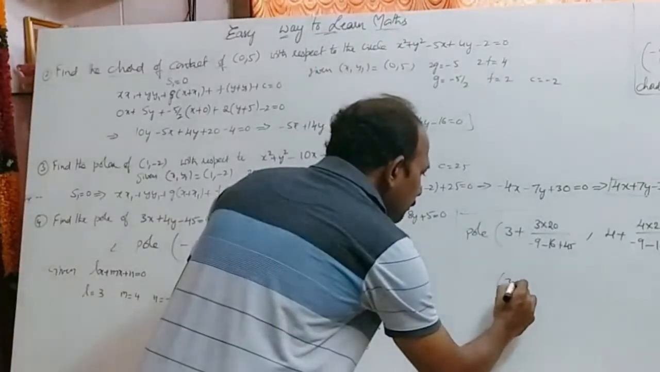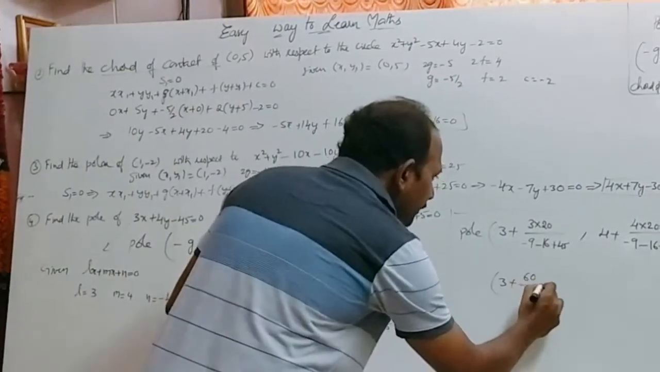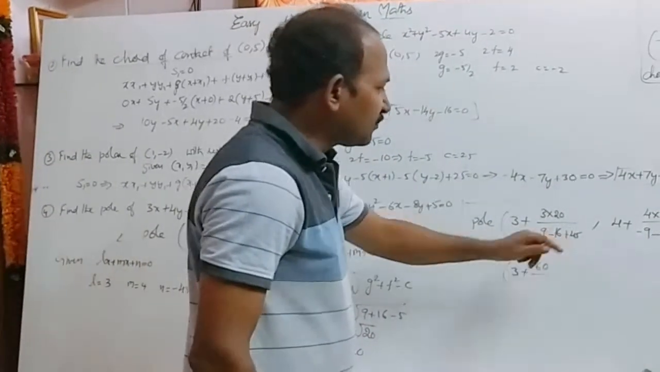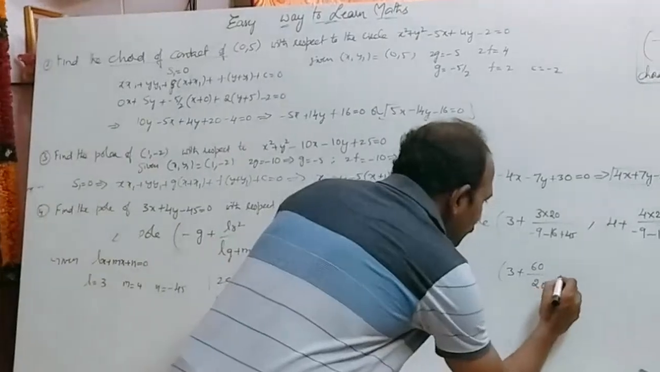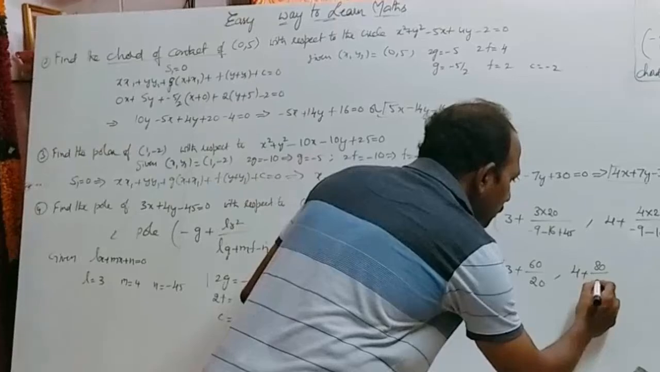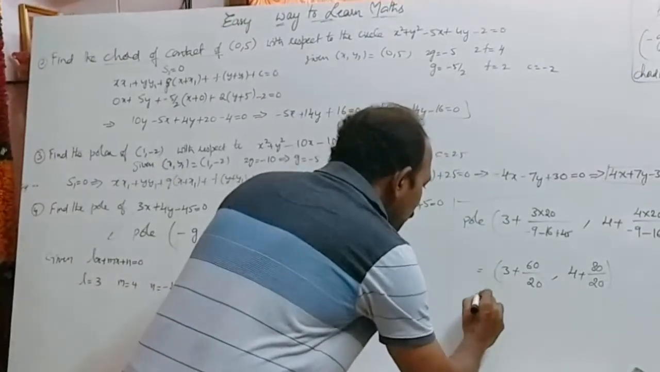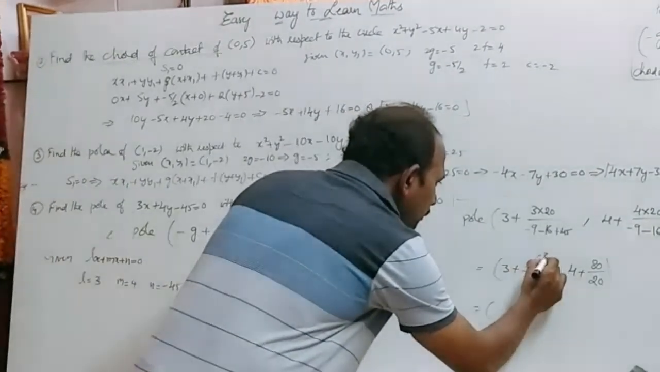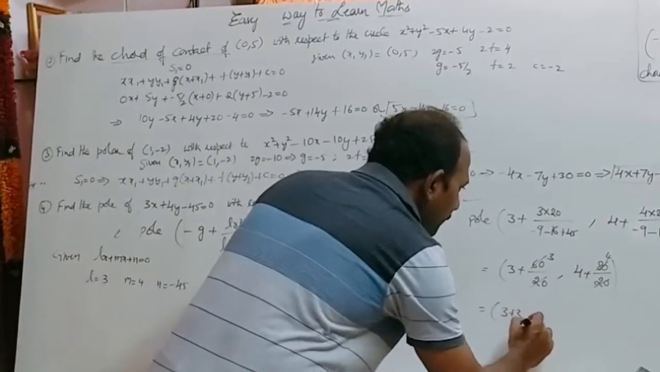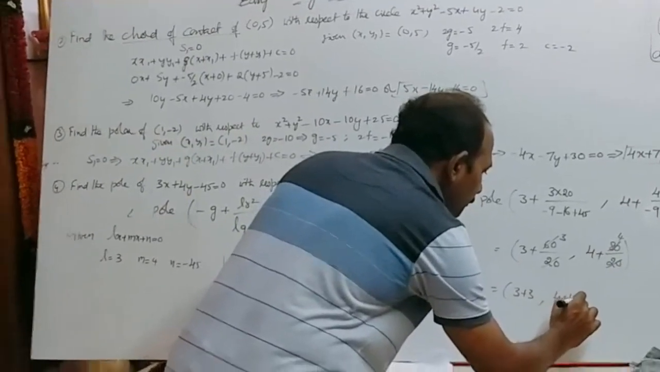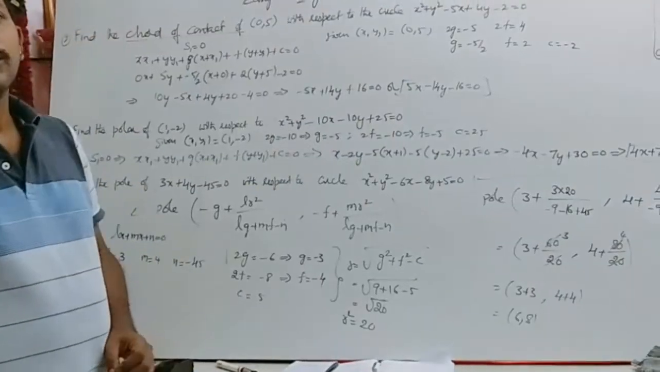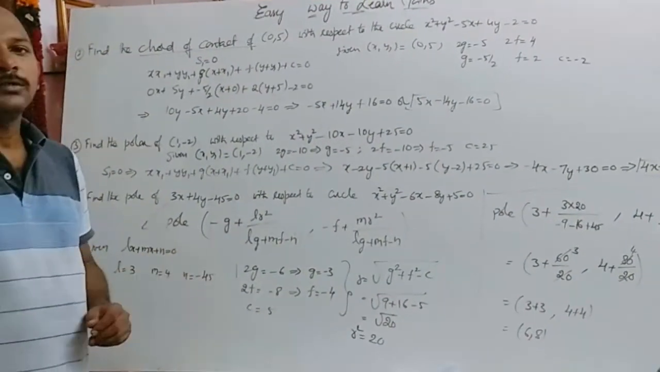Therefore 3 plus 60 by here. Let us observe, minus 16 minus 9 is minus 25, plus 45, 20, comma, here also 4 plus 80 by 20. Therefore that is equal to 3 plus 3 here, 4 plus 4. Therefore 6 comma 8, which is the pole. With this we conclude this session. Thanks for watching.